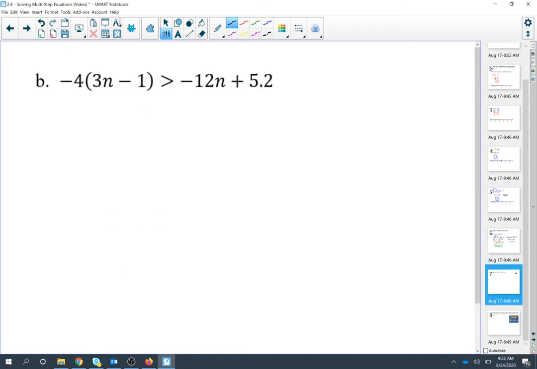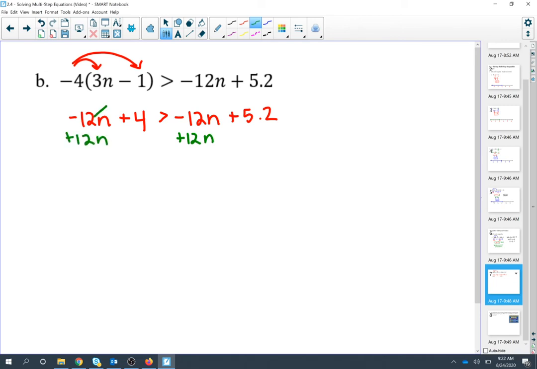Letter B, negative 4 times the quantity 3n minus 1 is greater than negative 12n plus 5.2. I'm going to start on the left by simplifying. I'm going to use my distributive property. Negative 12n plus 4 is greater than negative 12n plus 5.2. I'm going to try to collect my variables all on one side. So I'm going to add 12n. And again, it looks like my variables are going to cancel. And I'm left with 4 is greater than 5.2.